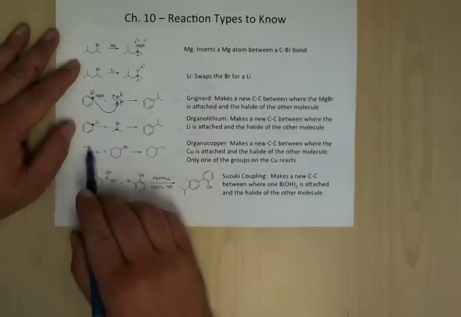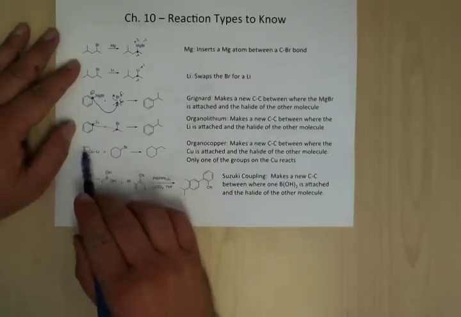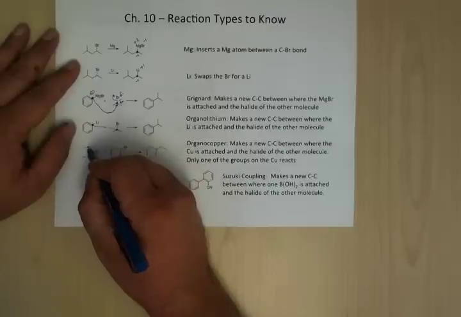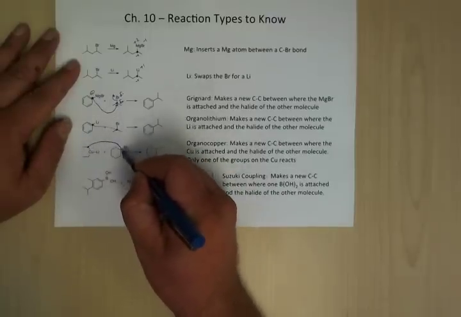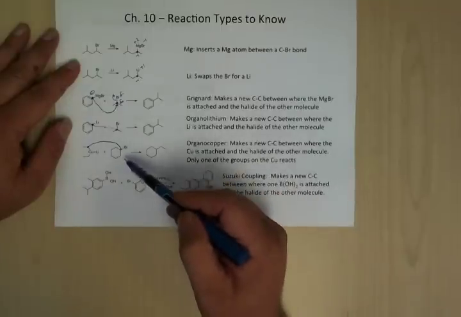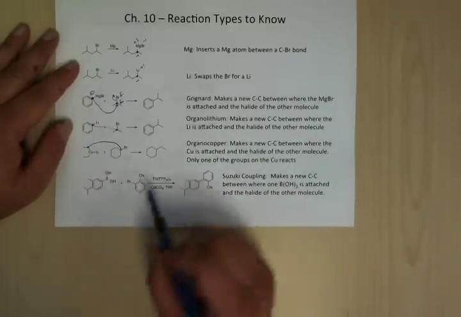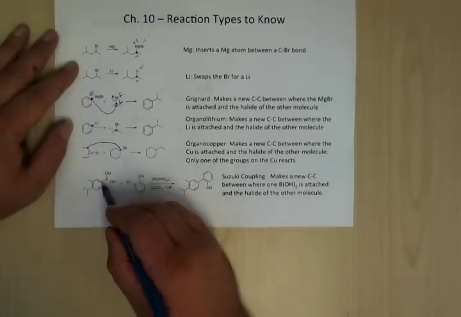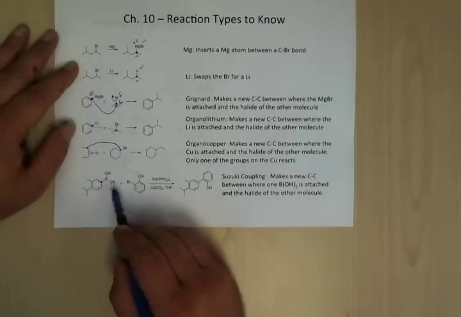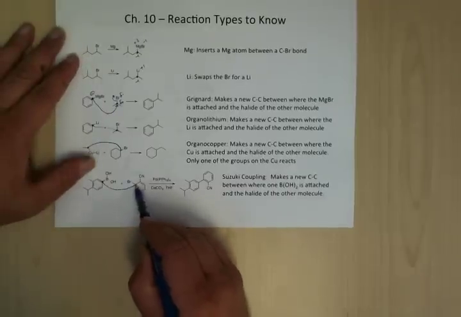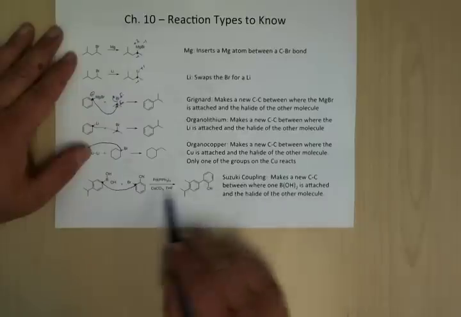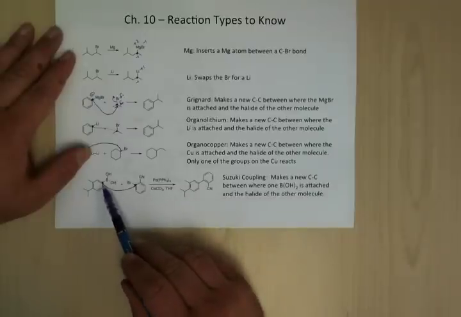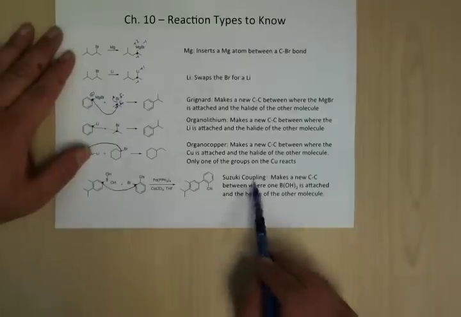And for here, one of these groups, you only add one, is attached to the copper. This one here is going to make the new bond where this bromine was. So they all work the same way. Now for this one, instead of one of these groups, it's where this boronic acid is attached. That's going to make a new bond where this bromine is. These other groups don't really matter much, but you're going to make a new bond between here and here. So this is the Suzuki coupling.